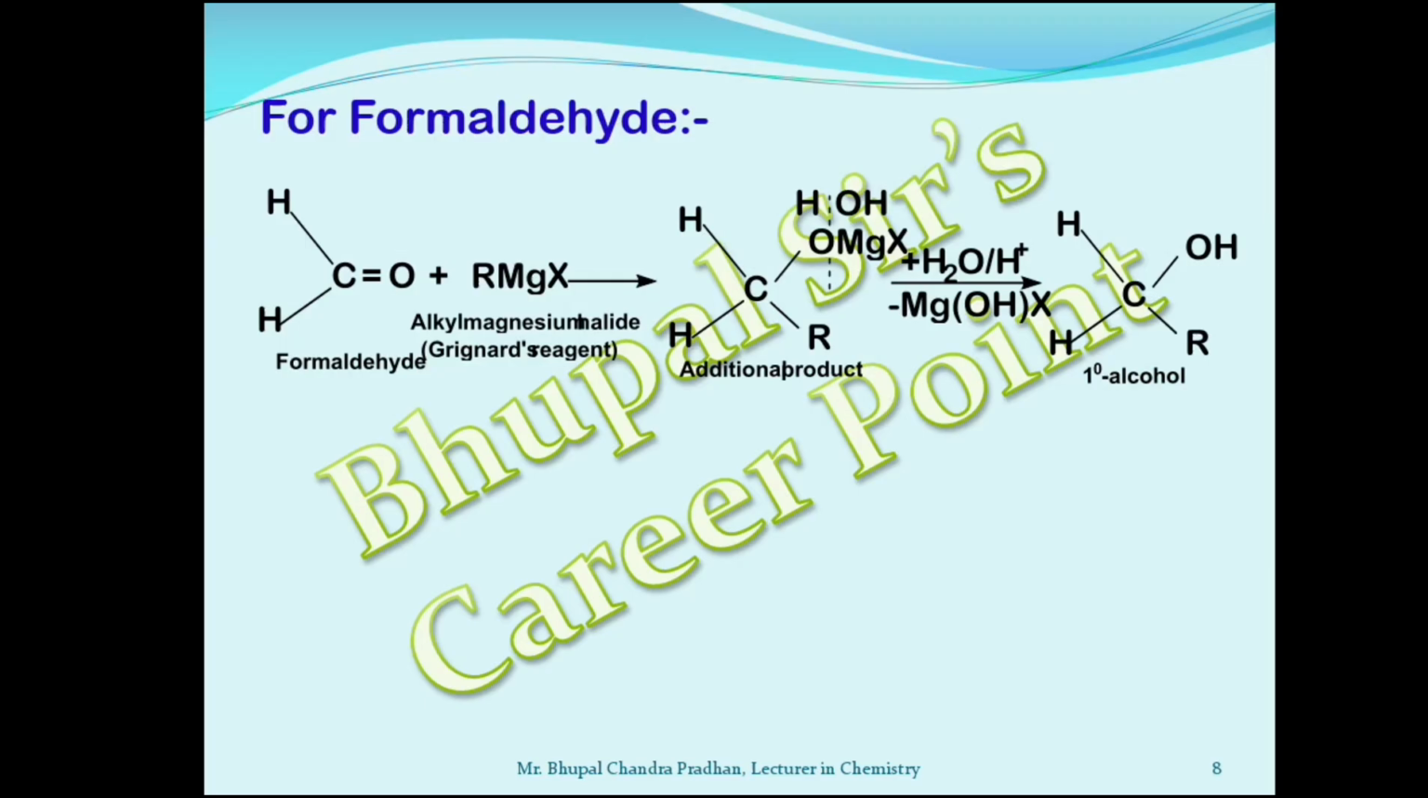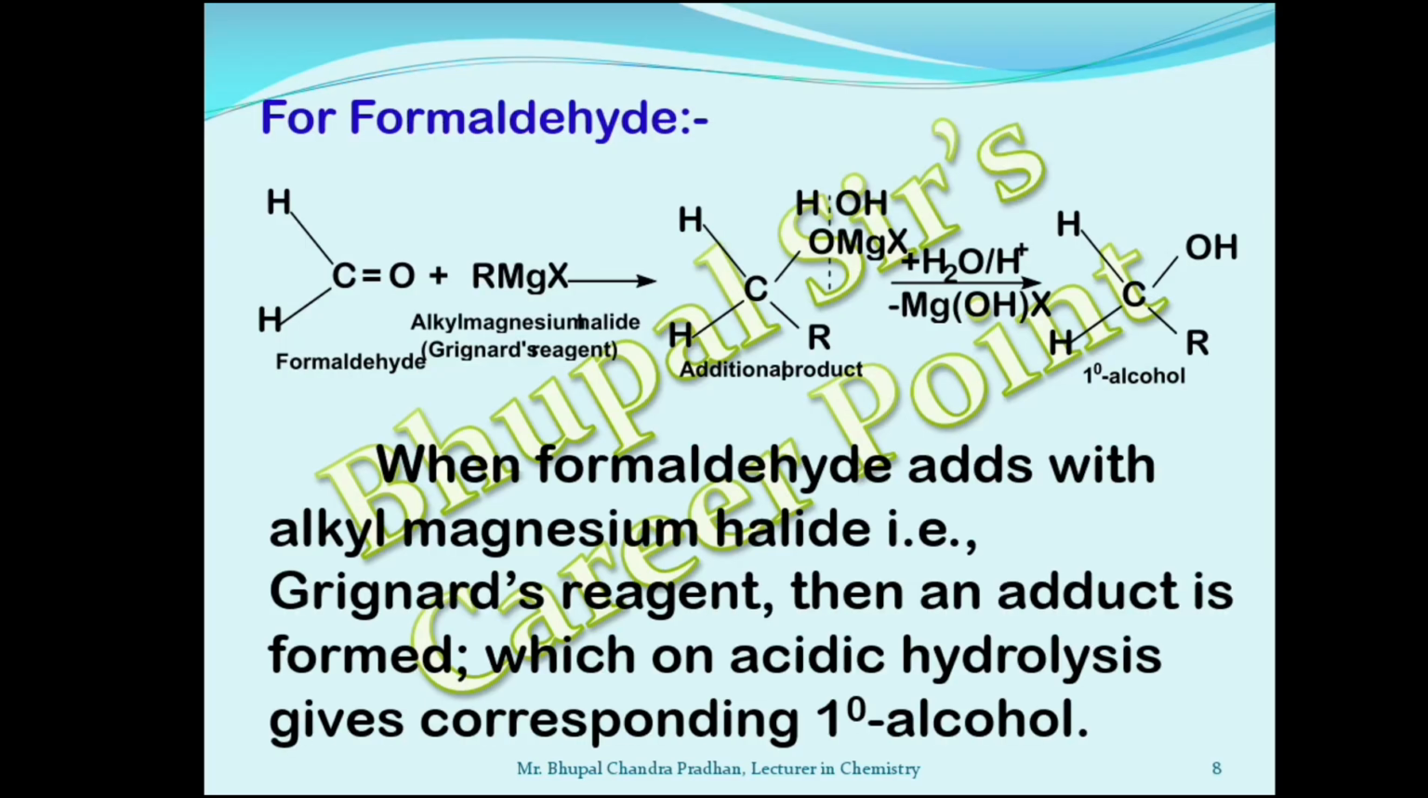Because in this alcohol, the carbon atom to which the OH group is attached, in turn has two hydrogen atoms and only one alkyl. So it is a primary alcohol. So in the statement what we have to write down: when formaldehyde adds with alkyl magnesium halide, that is Grignard reagent, then an adduct is formed, which on acidic hydrolysis gives corresponding primary alcohol.